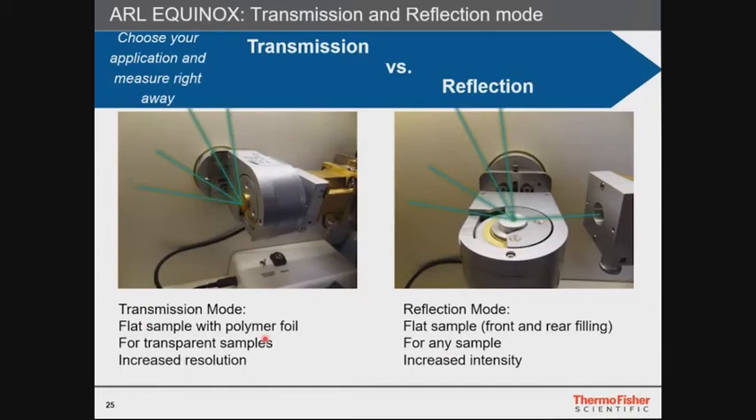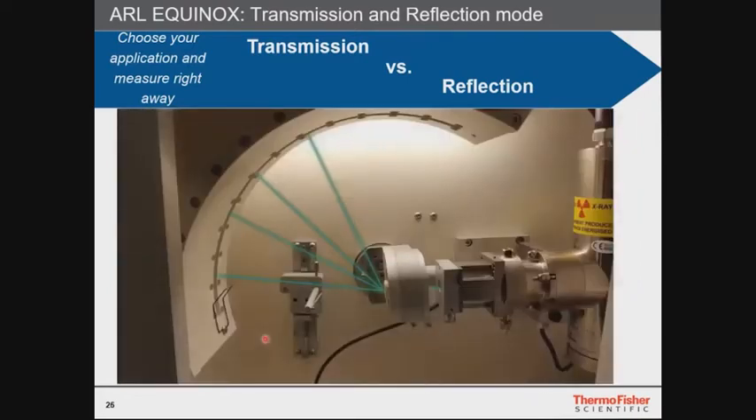On the other side, you can see the reflection mode. It's just a shift of the sample holder by 90 degrees. And this one works with flat samples. We have front and rear filling sample holders. It works for any sample, and you have an increased intensity compared to transmission. This is how it looks in the instrument. So you can see it's quite narrow space, but it works nicely, and it's really easy to change between those types.